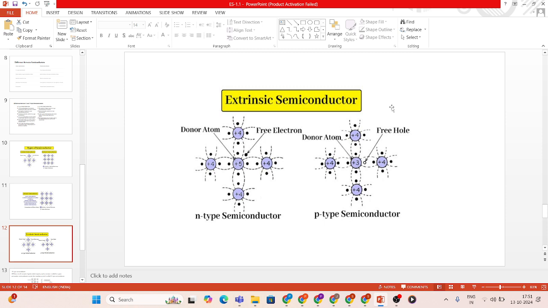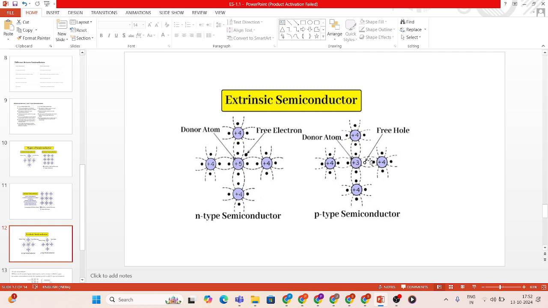Okay, so let's move to the p-type semiconductor. A small amount of impurity is added to the pure semiconductor, resulting in p-type extrinsic semiconductor. The added impurity has 3 valence electrons. If boron atom is added to the germanium atom, 3 valence electrons get attached with the germanium atom to form 3 covalent bonds.